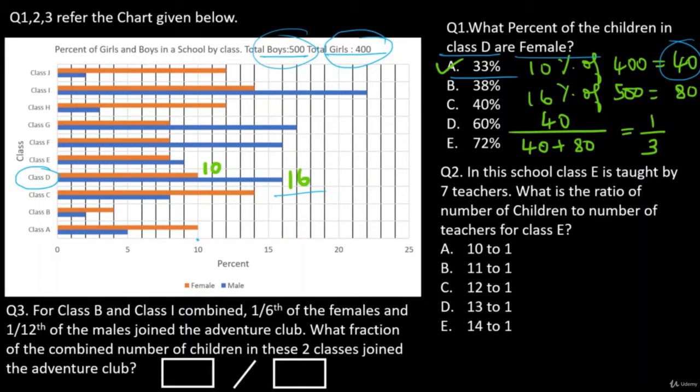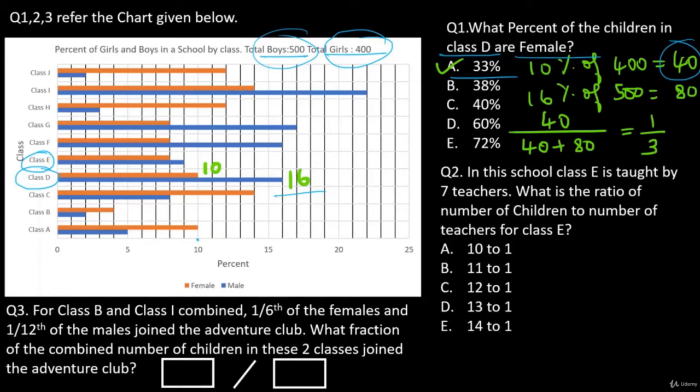Let's move on to the next question. In this school, class E is taught by 7 teachers. What is the ratio of number of children to the number of teachers for class E? All right. So it's not a difficult question, right? We just need to find out the number of children. So over here we have class E. Now you can see that over here this is 8% and this is 9%, right?